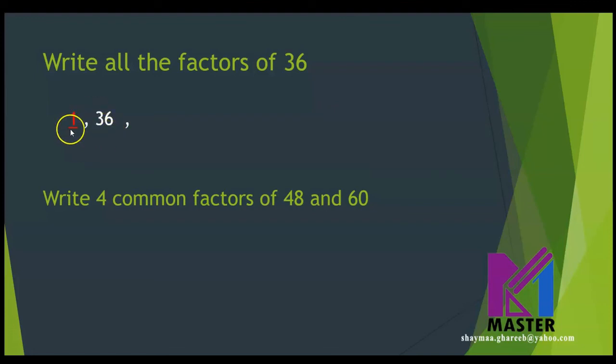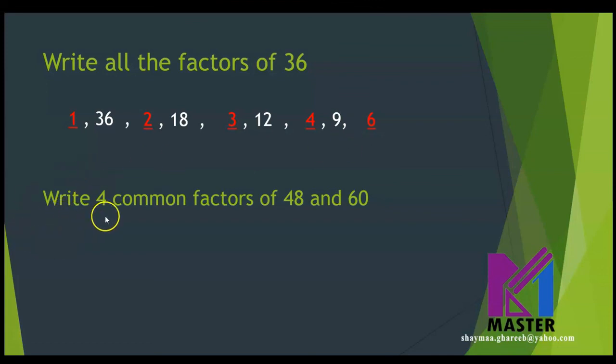So 1 and 36, the first two factors, then 2 times 18, because 36 is divisible by 2, then divisibility by 3, so it will be 3 and 12. Then I will check 4, 4 and 9, 4 times 9, 36. I will check the 5, 36 is not divisible by 5, I will check this 6. 6 times 6 gives 36, but I will write only one 6 and I will stop here because I don't repeat factors, and I stop when the factors start to be repeated.